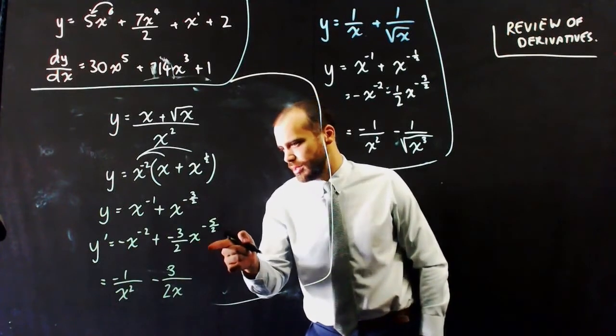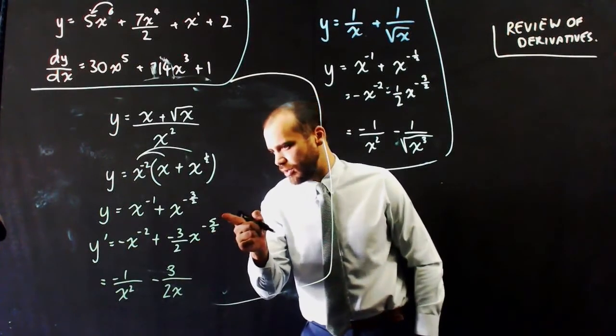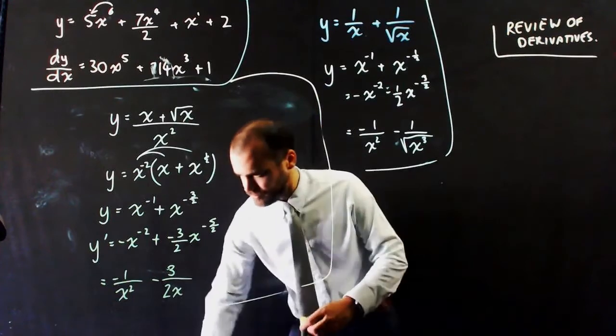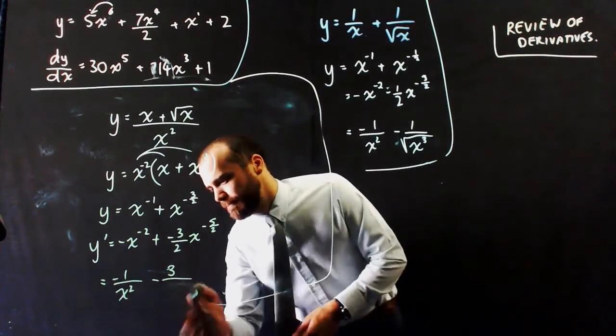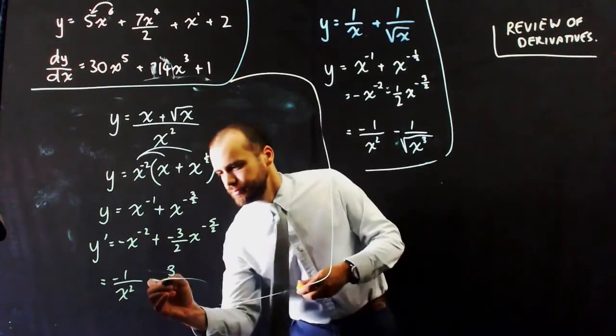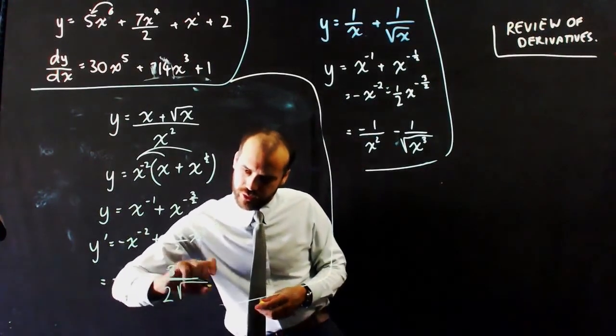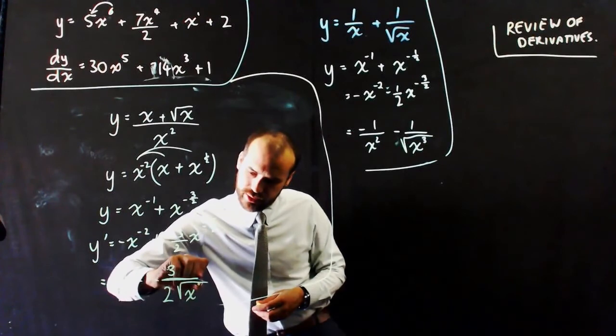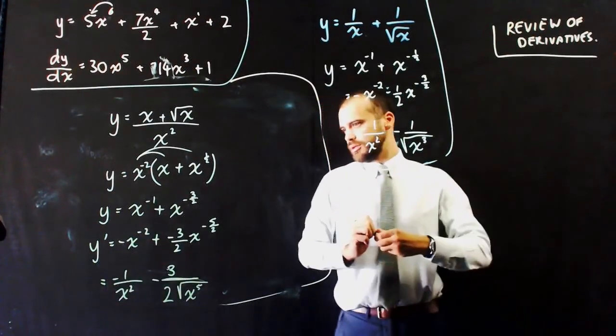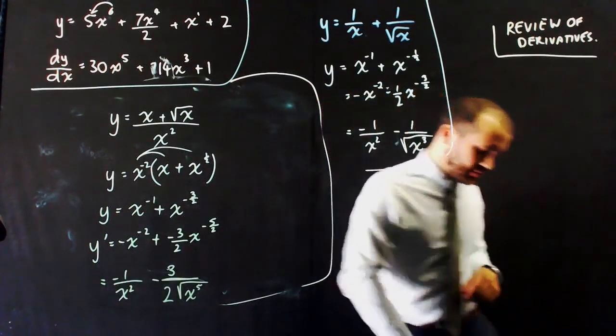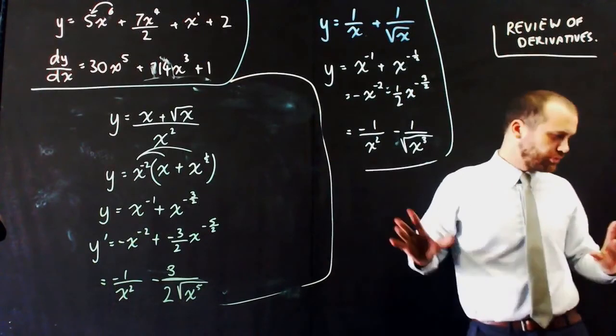It's going to be to the power of 5 square root. Okay, just make some space for that. 2 square root x to the 5. Alright, I'm pretty happy with that. That's a review of derivatives.